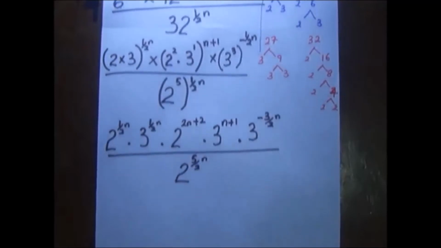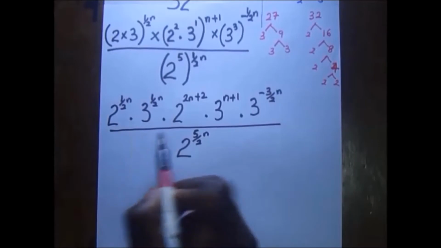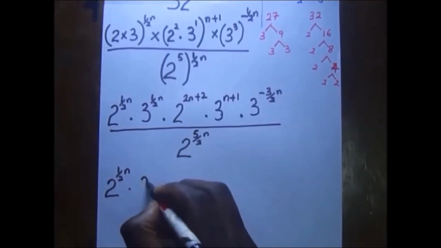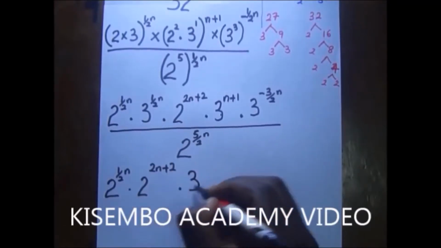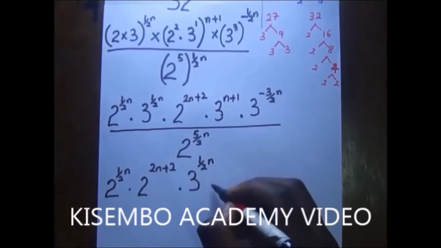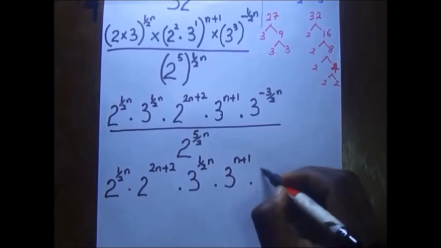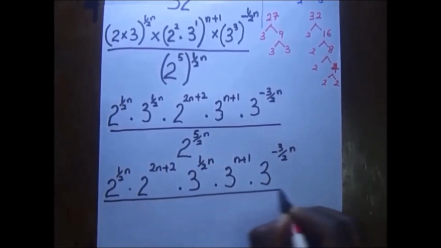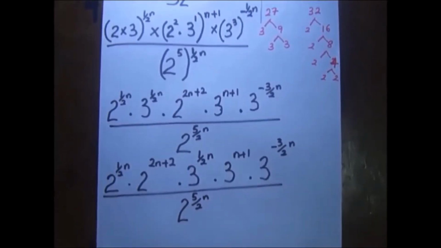So we continue with our simplification. We collect the ones that have the same bases together. So this becomes 2 to the power half n times 2 to the power 2n plus 2, times 3 to the power half n times 3 to the power n plus 1 times 3 to the power negative 3 over 2n, all divided by 2 to the power 5 over 2n.